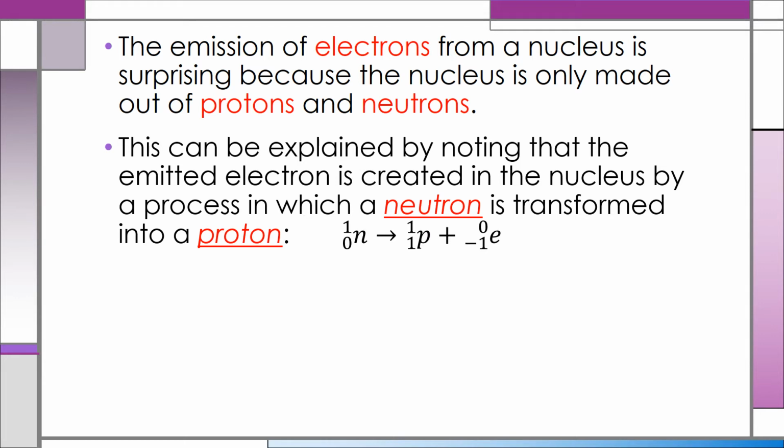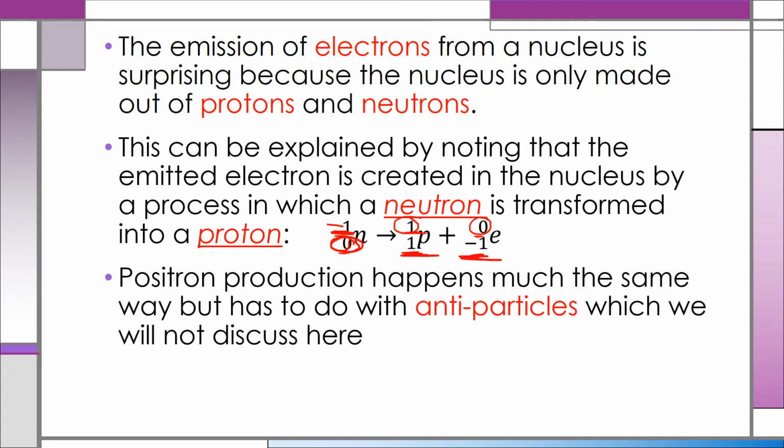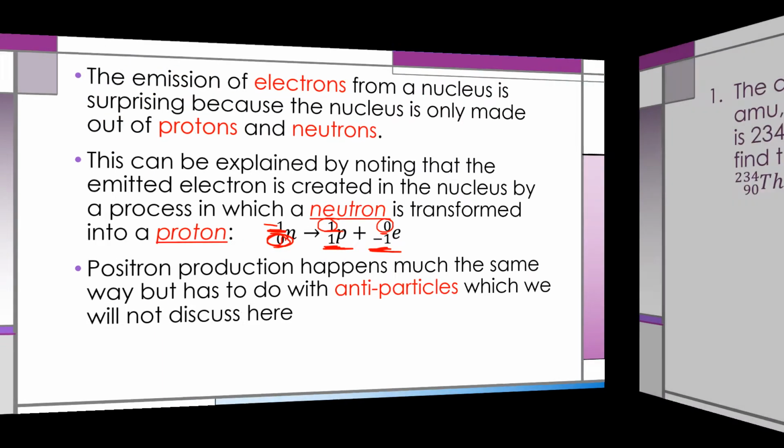So again, if you look at this nuclear equation, we have 1 neutron, which is a nucleon but 0 charge, no protons at all. Over here we've got a proton, which is 1 nucleon plus a charge, and an electron with a minus charge with a 0. So notice how we have 1 nucleon, and then 1 plus 0 is 1, and then 1 plus a negative 1 is 0, and we get a 0, so it's still balanced and works out. Now positron production happens much the same way, but it has to do with antiparticles, but we're really not going to talk about that. That's way beyond the scope of a high school physics class. But just know that it's the basic idea that the proton will shoot out the positron to become a neutron.